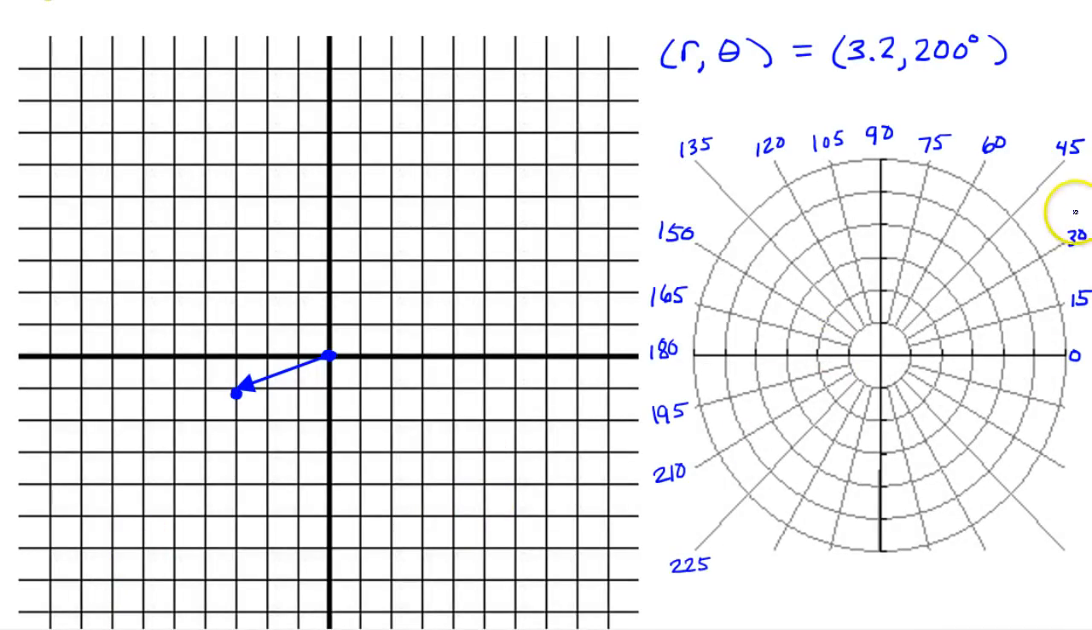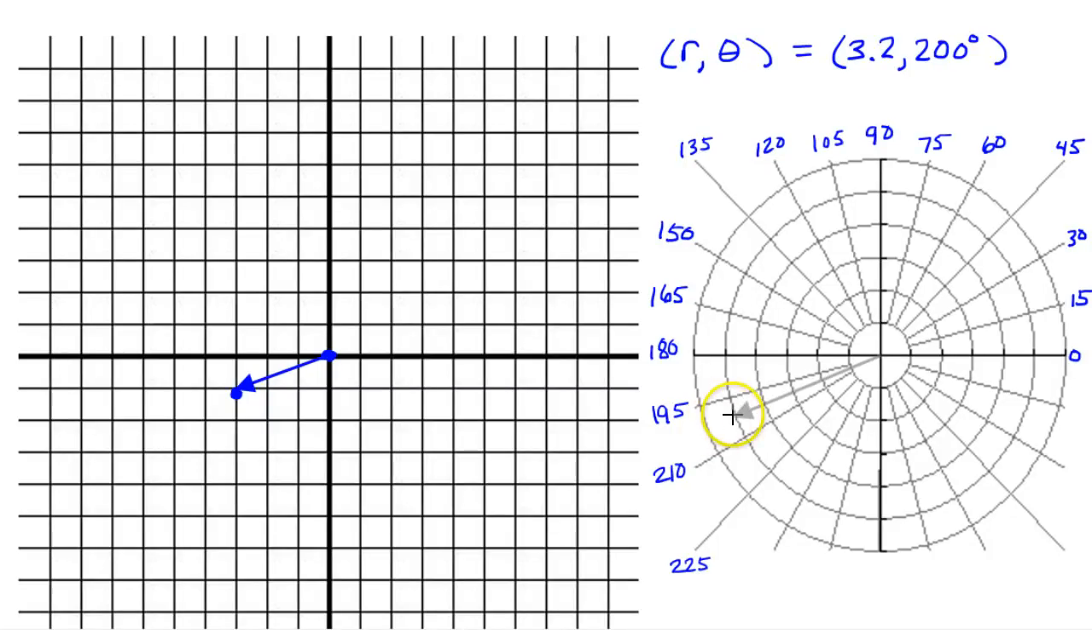Okay, so here I've numbered my way around, increasing by 15 degrees every time, because that's how these are marked. So let's graph this vector. Standard position, of course. So first, I'm paying attention to the direction, 200 degrees. So that's going to be between the 195 and 210. It's a little bit closer to 195. So this is the direction.